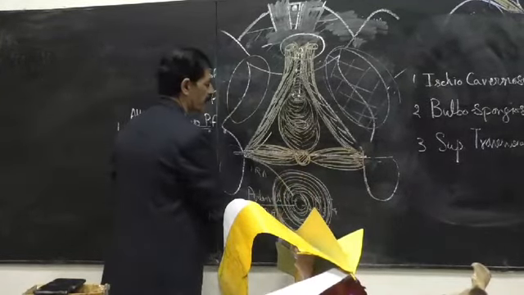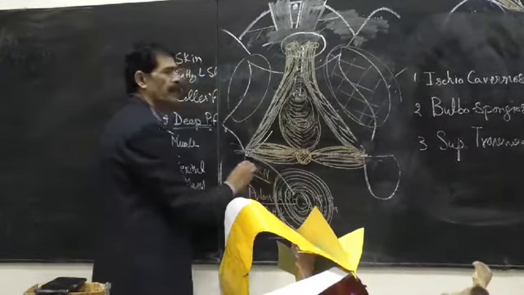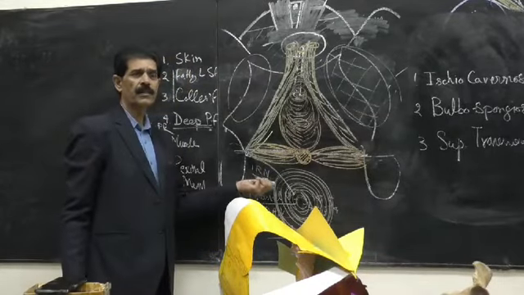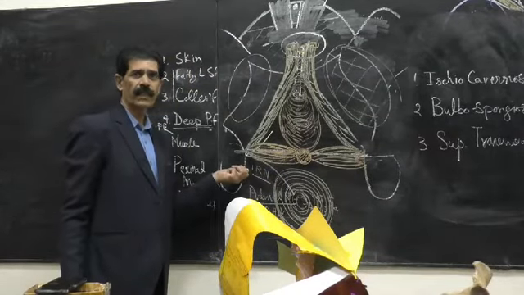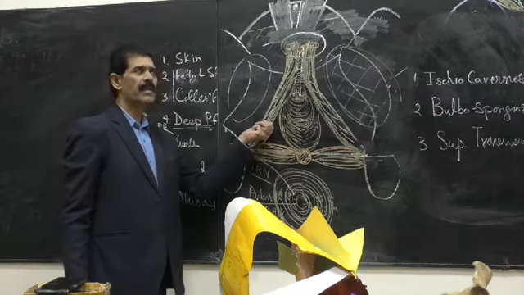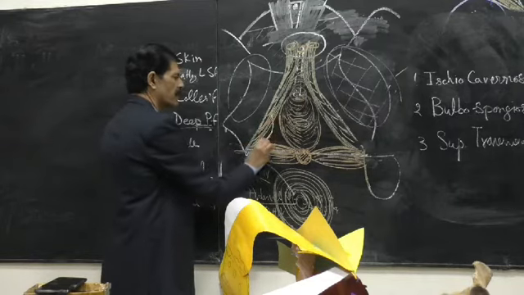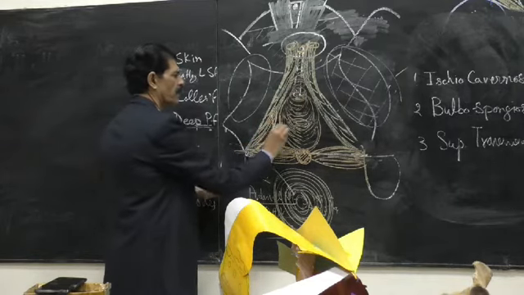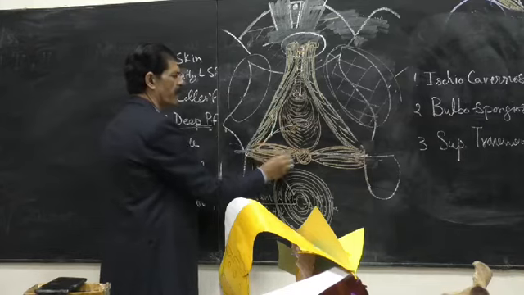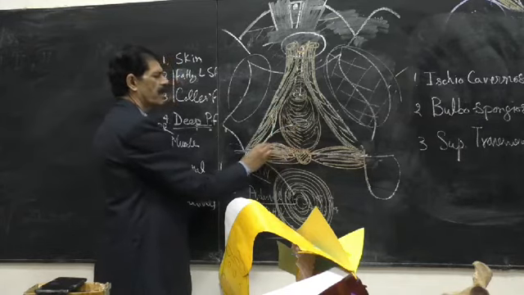External anal sphincter is supplied by the inferior rectal nerve, which is the branch of pudendal nerve. Another branch which is going to the urogenital triangle is called the perineal branch. And this perineal branch will supply all the muscles here: ischiocavernosus, bulbospongiosum, and the superficial transverse perineum.